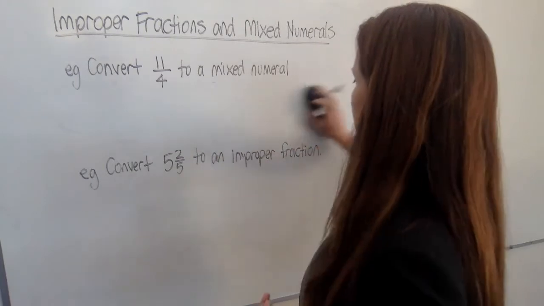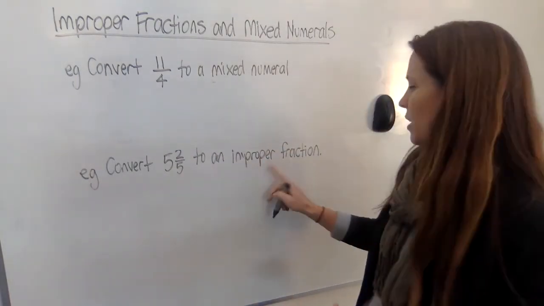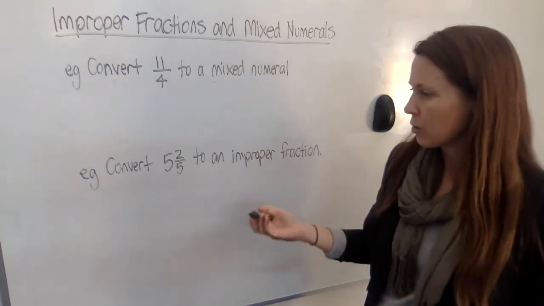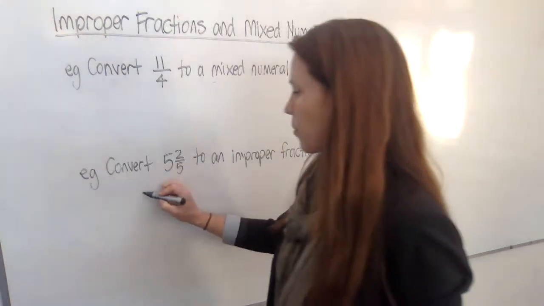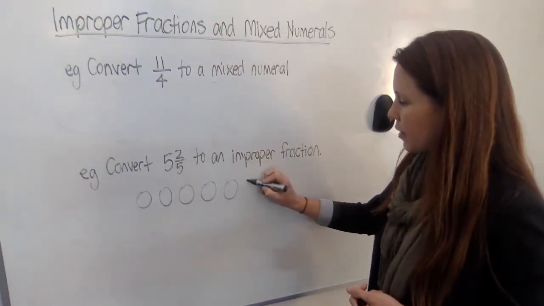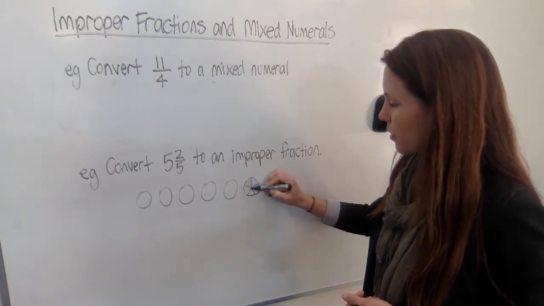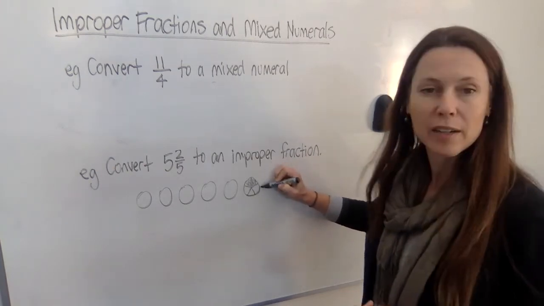All right, how about going back the other way? If we're to convert 5 and 2/5 to an improper fraction, what can we do? All right, the person that likes drawing pizzas might just draw 5 full pizzas, and then for the last pizza, draw it as 2/5. So I've got fifths there, and I've just shaded in 2 of them.